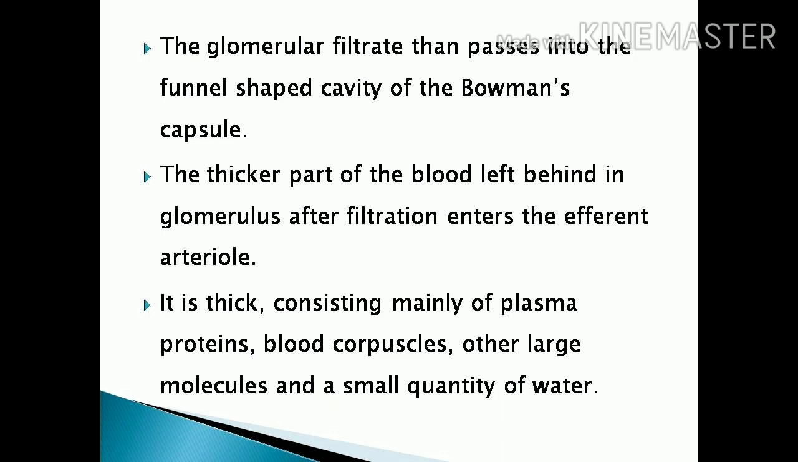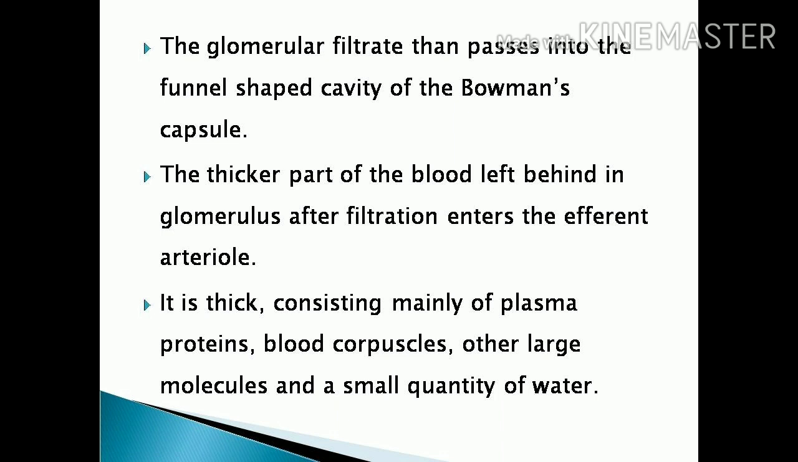The thicker part of the blood is left behind in the glomerulus after ultrafiltration. Whatever part is left in the glomerulus is very thick, and it enters the efferent arteriole. The thicker part of the blood left behind in the glomerulus after ultrafiltration enters the efferent arterioles.